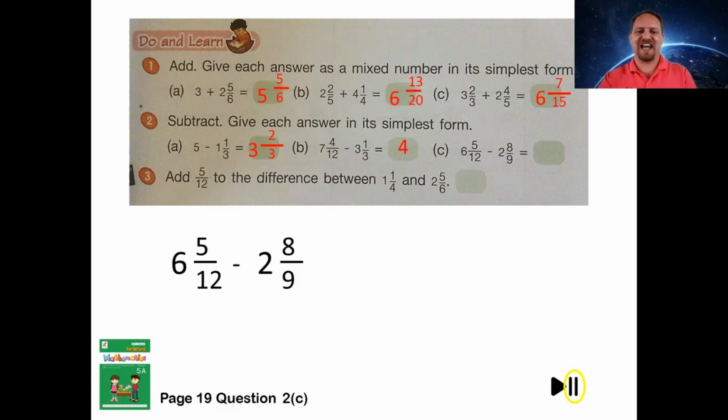Okay, good. And we're back. Our last subtraction problem. 6 and 5 over 12 minus 2 and 8 over 9. Okay, what methods did you guys use? Let's see what I did. I think I turned them into improper fractions. So we would need to do 6 times 12 plus 5 minus 2 times 9 plus 8. That gives us 77 over 12 minus 26 over 9.